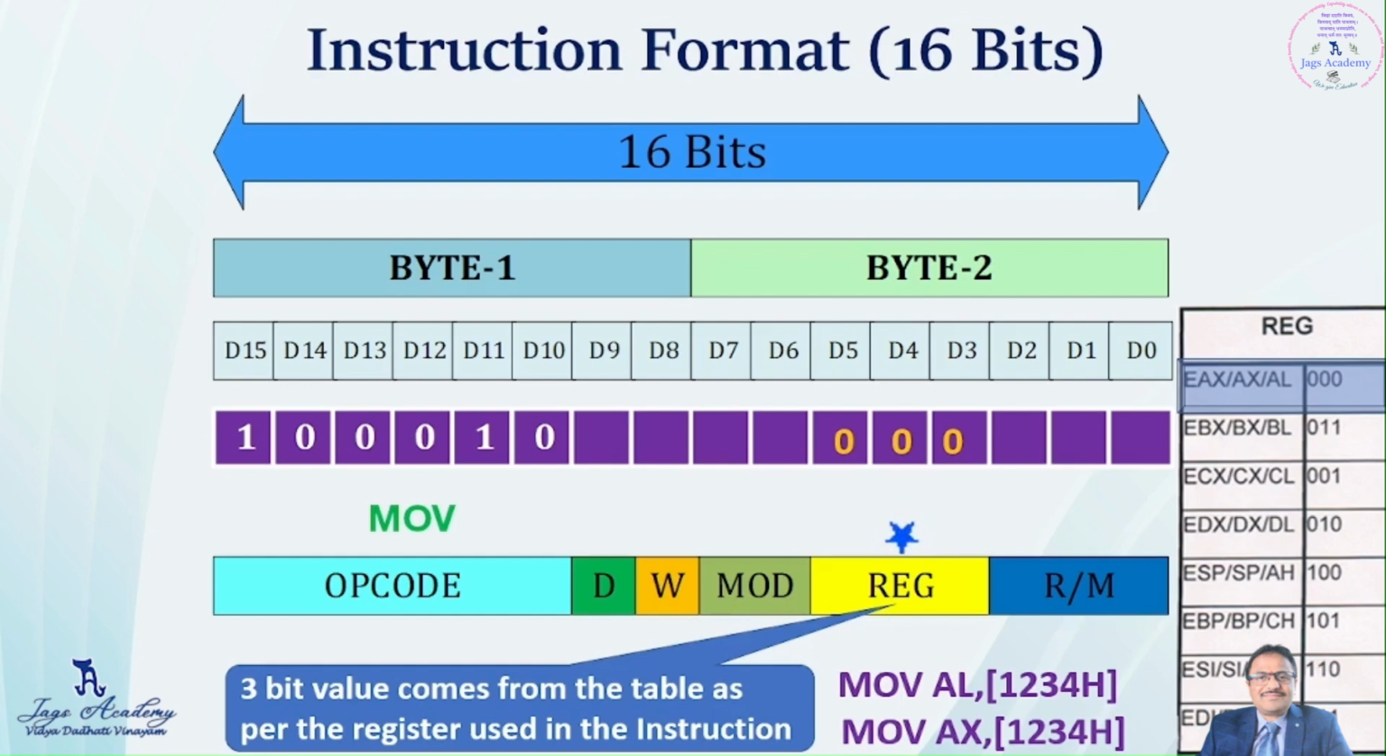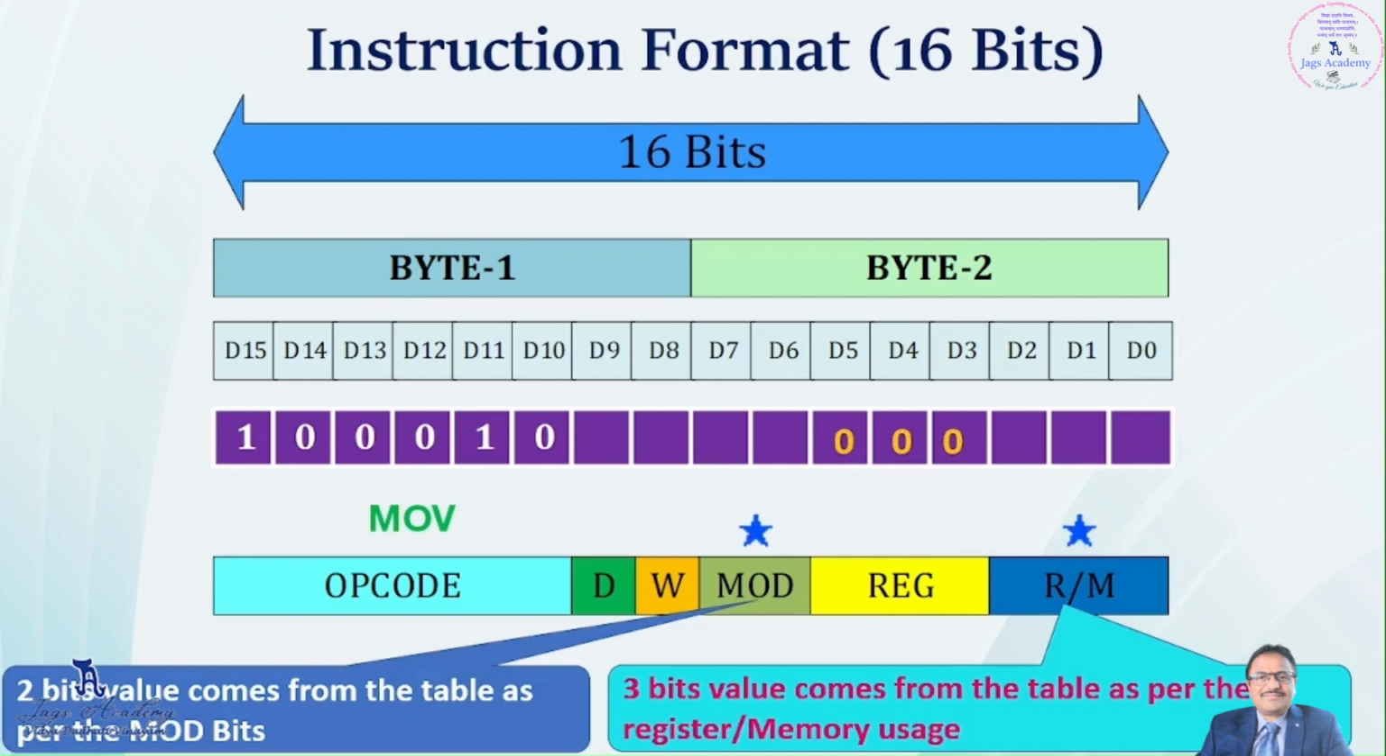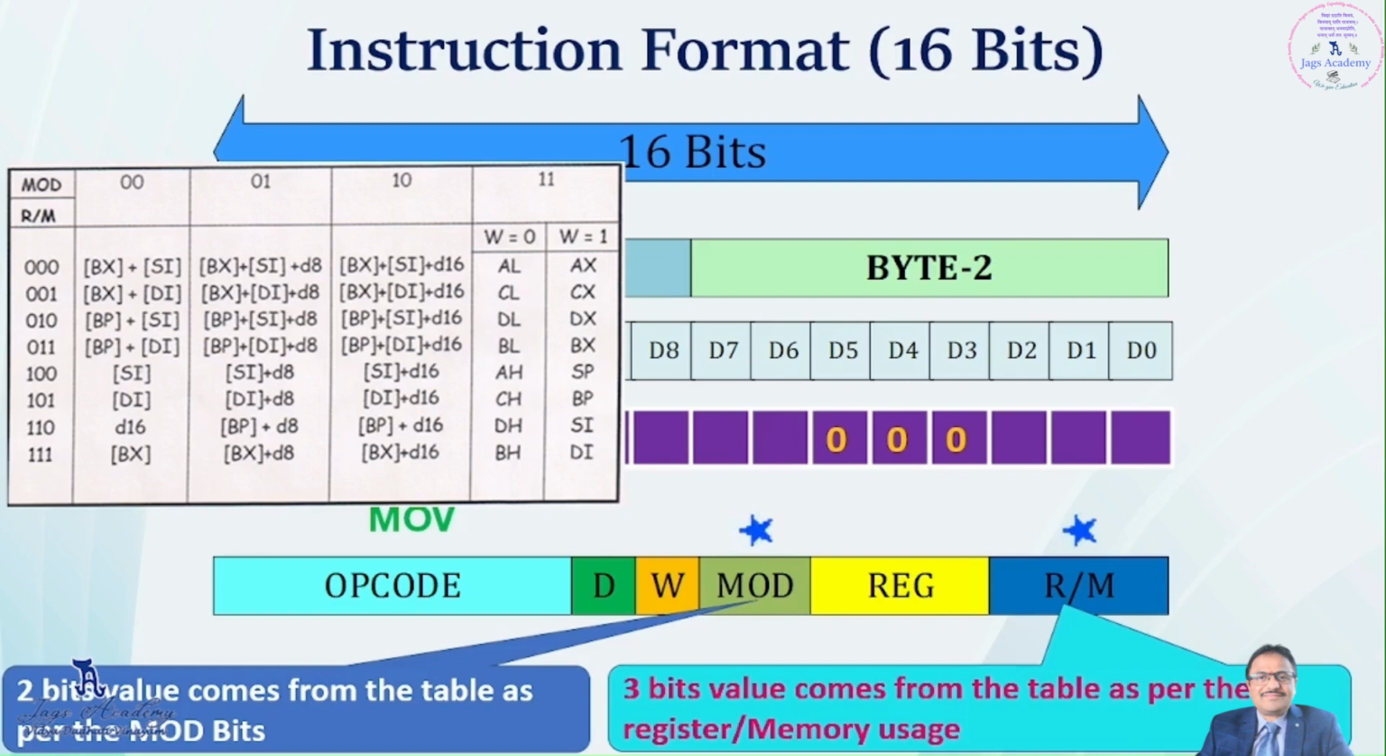Now how to indicate the corresponding mode bit and R/M bit? Listen carefully. Your mode bit is a 2-bit value that comes from the table as per the mode bits, and this R/M is a 3-bit value that comes from the table as per the register memory usage. Now see the table. In this table, you see where you have that 16-bit address. Can you tell me where you have only this 16-bit address?